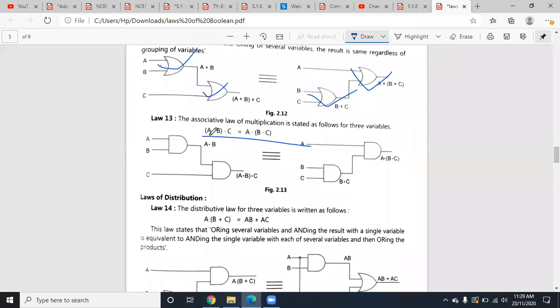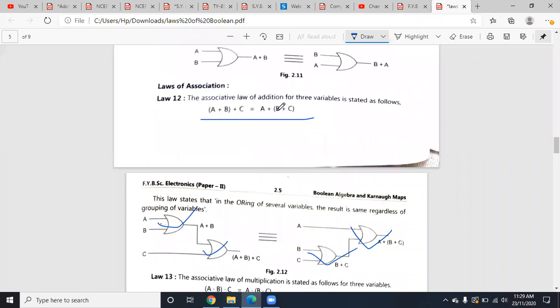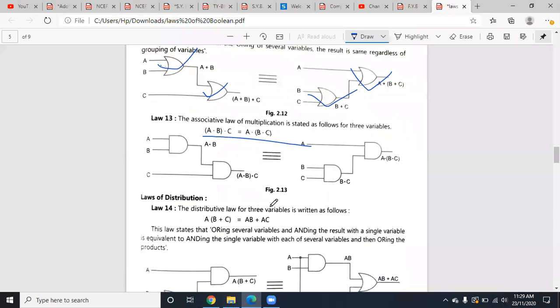See the second law, in which we have the same thing, but there is multiplication instead of addition. Here we have addition, and here we have multiplication. This is the difference, correct? And you have to implement it using logic gates. How many logic gates are you going to need? 2. Two, right? And for multiplication, which gate is this? AND gate.